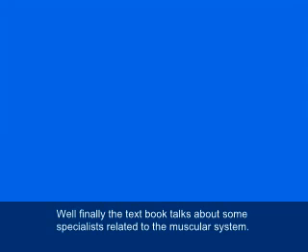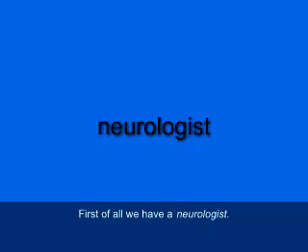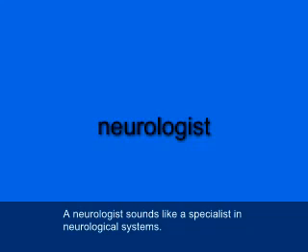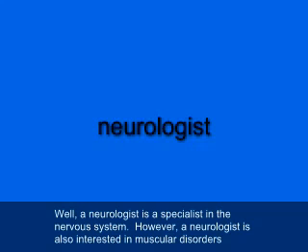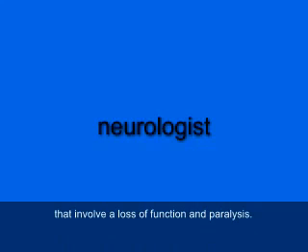Well, finally, the textbook talks about some specialists related to the muscular system. And I'd like to go over those with you briefly. First of all, we have a neurologist. Now, neurologist sounds like a specialist in the neurological system. Well, a neurologist is a specialist in the nervous system. However, a neurologist is also interested in muscular disorders that involve a loss of function and paralysis.